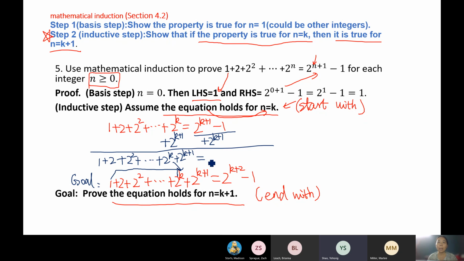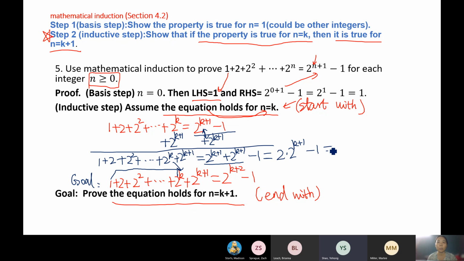And on the right-hand side, notice that 2 to the k plus 1 plus 2 to the k plus 1 minus 1. So I put these 2 together. And when you add these 2, it's just like x plus x. So think of 2 to the k plus 1 as x. What is x plus x? You get a 2x, right? But instead of having x, it's 2 to the k plus 1, okay? So 2 to the k plus 1 plus 2 to the k plus 1 should be equal to 2 times 2 to the k plus 1.